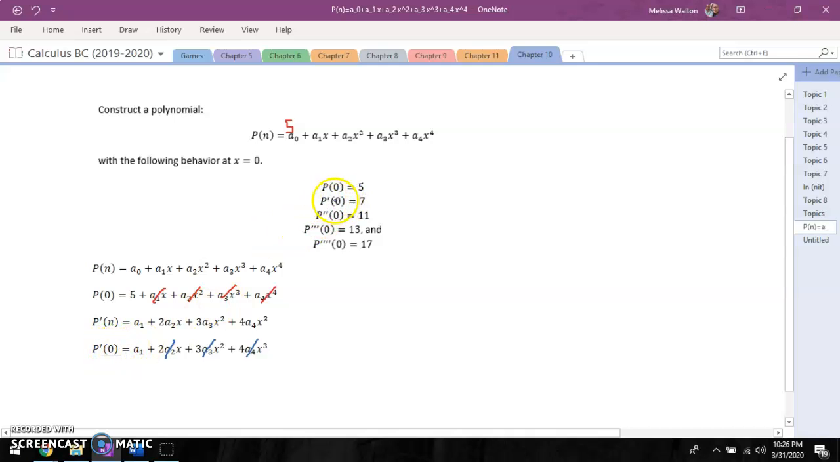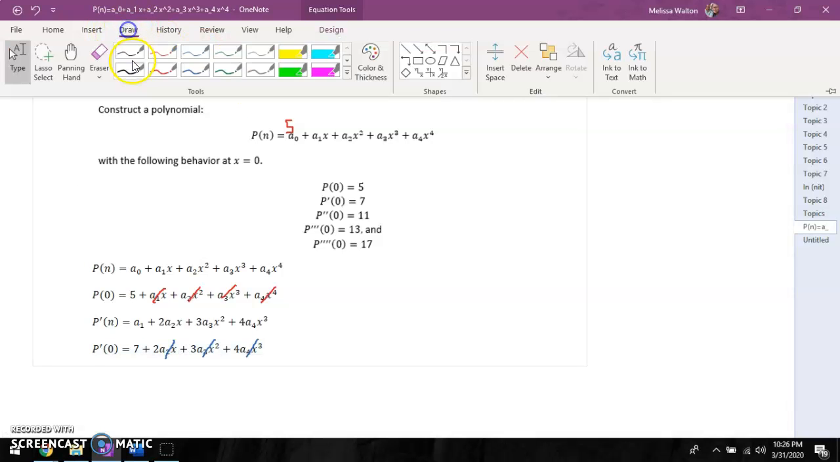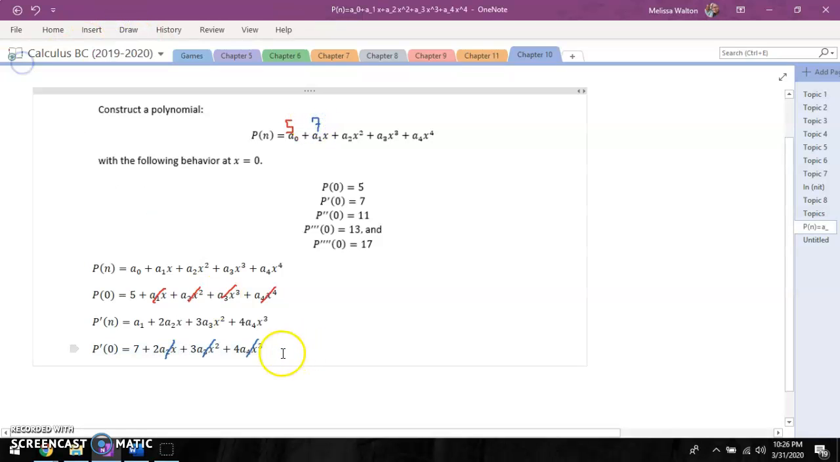I want my first derivative at 0 to be 7. So I know that this has to be 7. We are on a roll. We are doing awesome. So my next one that I know, a1 has to be 7. All right, let's go another layer, and then I'm going to pause the video again.